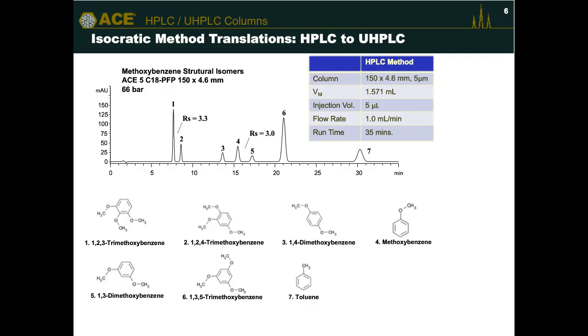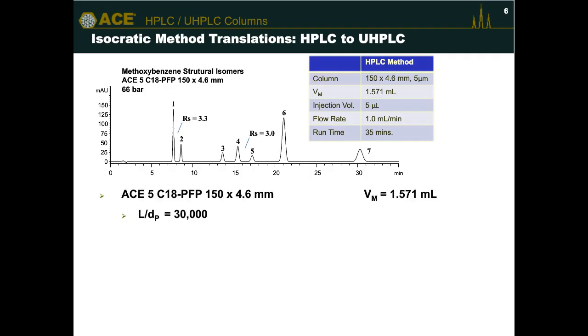The critical pairs are peaks 1 and 2 and peaks 4 and 5, but both have a resolution of 3 or above. So they're well resolved critical pairs. And you can see the other details in the top box. So for our column, which has this pentafluorophenyl bonding, the column dimensions give us a column volume of nearly 1.6 mL. And the length to particle size ratio is then 30,000.